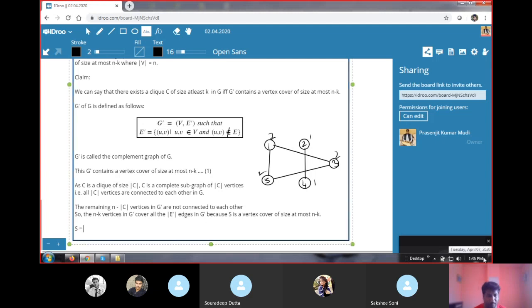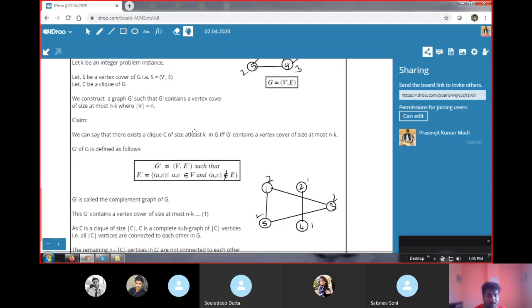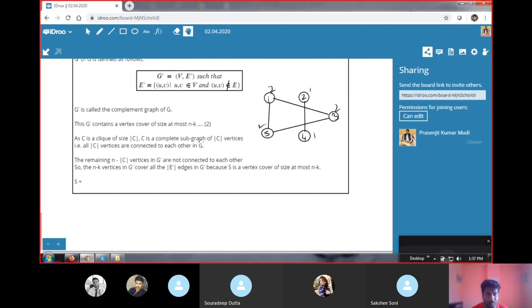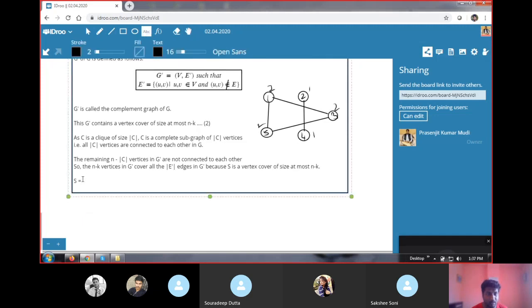Next we can write S is equal to, what is S? Have we defined S? We have to establish a relation, right? S equal to V dash comma E. So this is our clause number 1 and this is clause number 2. So from clause 1, we can say that the vertex cover contains V dash number of vertices.